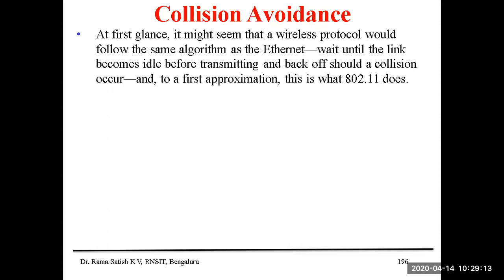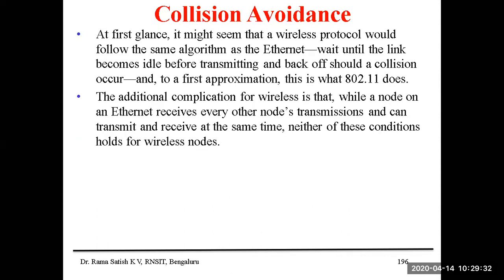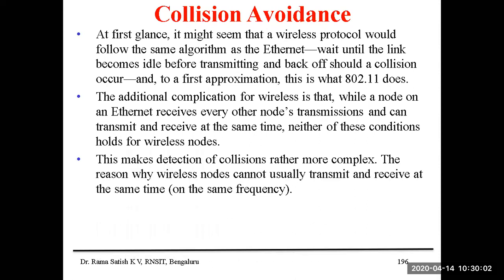In a normal wired network, you can certainly wait for the link to become idle. But in air, how do you wait for a link to become idle? The additional complication for wireless is that while a node on Ethernet receives other nodes' transmissions and can transmit and receive at the same time, neither of these conditions holds in wireless. In wireless, the medium means air. So in the air, how can you guess whether the data you are transmitting is free from collision? That is very important, and it makes the detection of collision more complex.